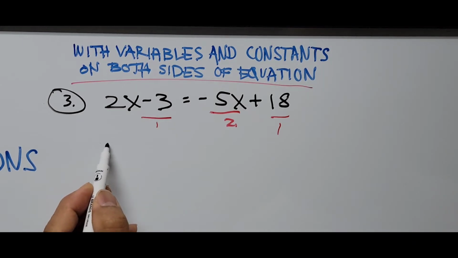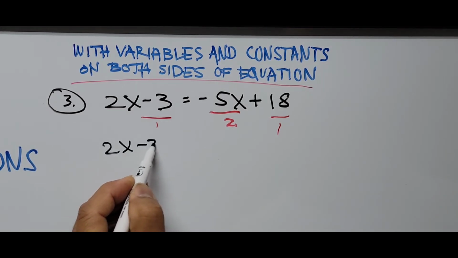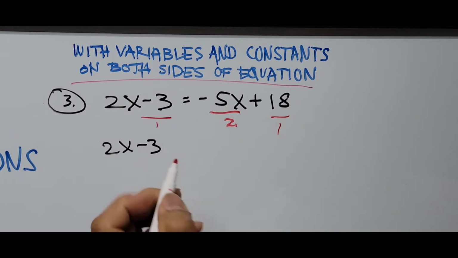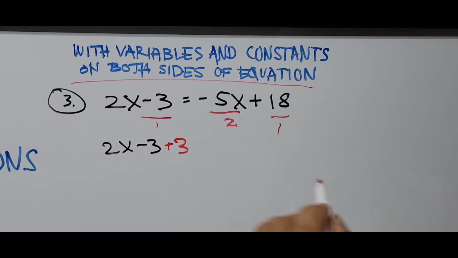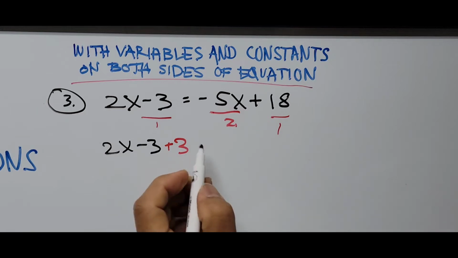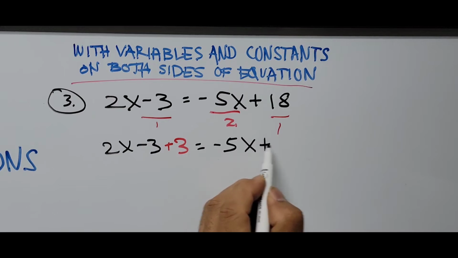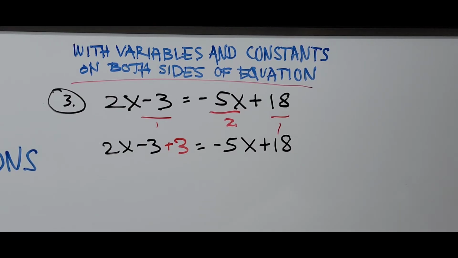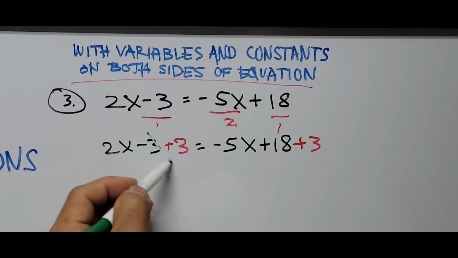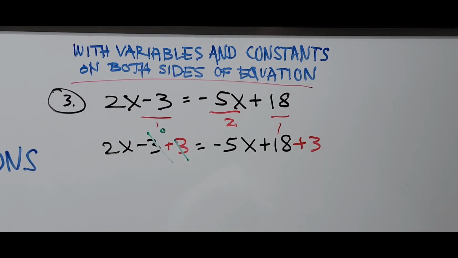So 2x minus 3 plus 3, right, equals negative 5x plus 18 plus 3. All right, if you notice that, now we cancel that. 3 minus 3 is 0. And now we go on, move. So we write our solution over here.